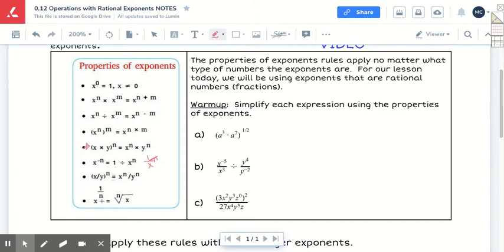And if you have a base raised to a fractional exponent, that's really just a radical. The denominator of the fraction is your index.